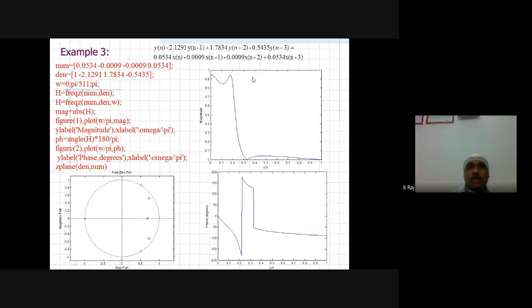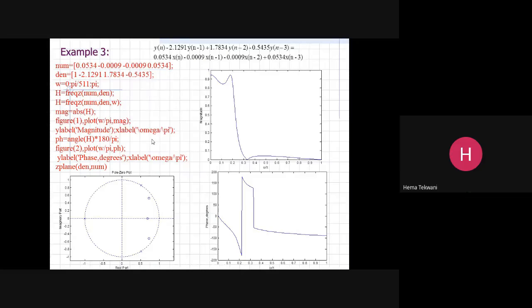Now we can write the MATLAB code in order to see the frequency response, how the frequency response will be represented, that is the magnitude and the phase, and also we can analyze the pole zero plot of this difference equation.